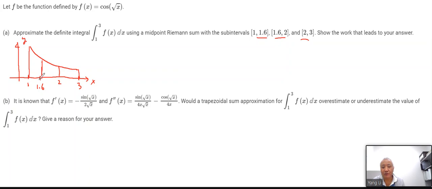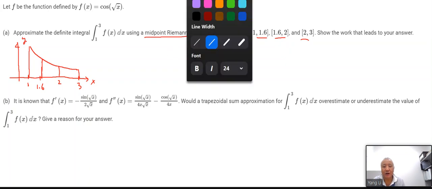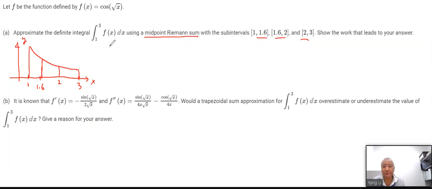Now, what we need to do is find the area underneath the curve, but as an estimation. Be careful here, they ask for the midpoint Riemann sum, okay? So how do you do the midpoint Riemann sum? We make the middle point. For 1 to 1.6, the middle point is 1.3. For 1.6 to 2, the middle point will be 1.8, and in between 2 and 3 will be 2.5. So you will make the rectangles like this.